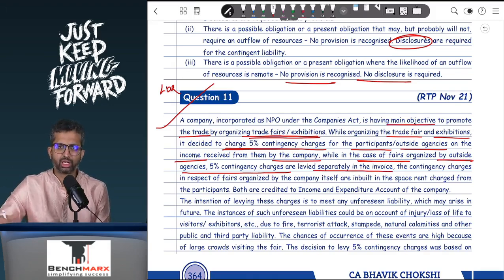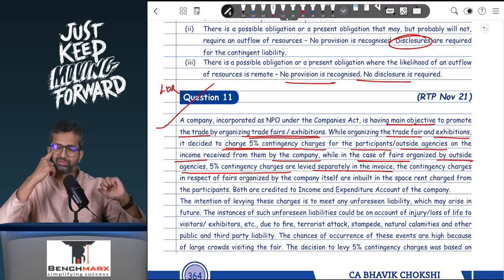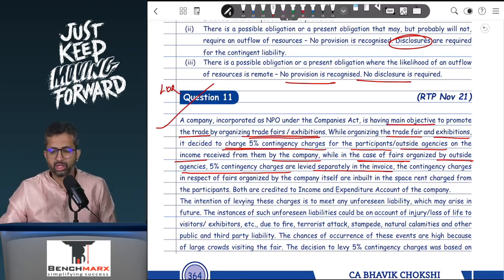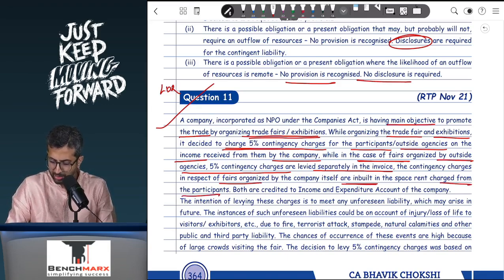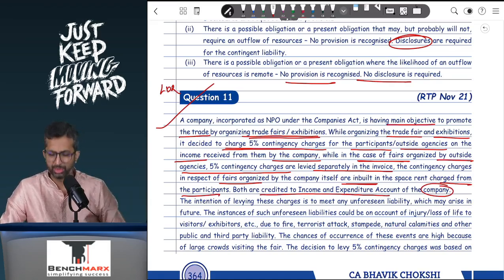If it is conducted in my premises, then it will probably be a part of my overall cost that I am charging. If someone else is conducting in their premises, I will charge that separately. The contingency charges in respect of fairs organized by the company itself are inbuilt in the space rent charge from the participants. Both are credited to the income and expenditure account of the company. So I am charging 5%. So that is income for me. So it is correctly to be taken in the P&L account.